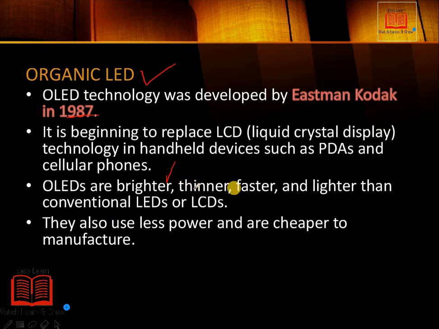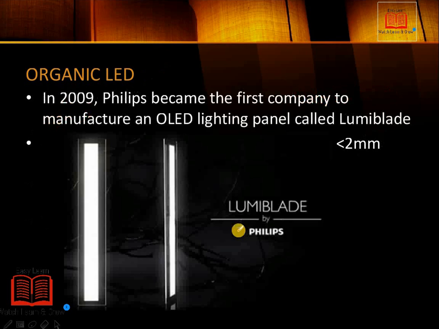Okay, OLEDs are much brighter. This is also a benefit. They are thinner, faster and lighter than the conventional LCDs or LEDs. They also use low power and are cheaper to manufacture. This is the future of the technology. In 2009, Philips became the first company to manufacture one. So after how many years, you can imagine, 1987, and the first product came in 2009 by Philips, called the Lumiblade, and just 2 millimeters thin.